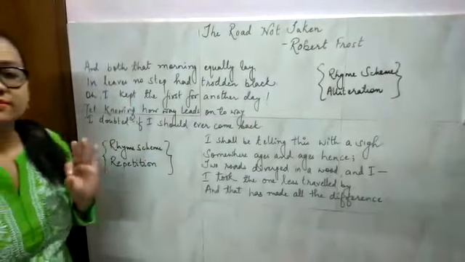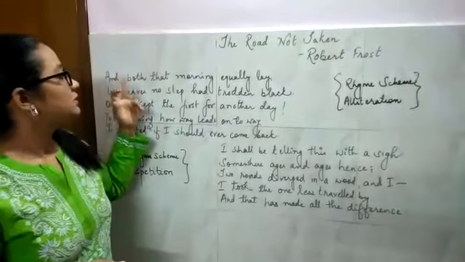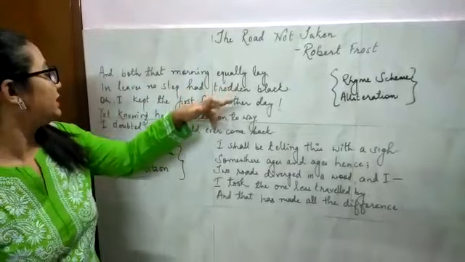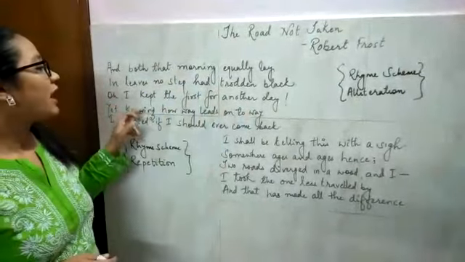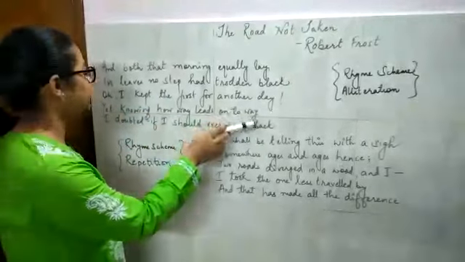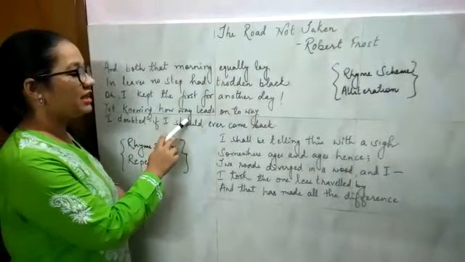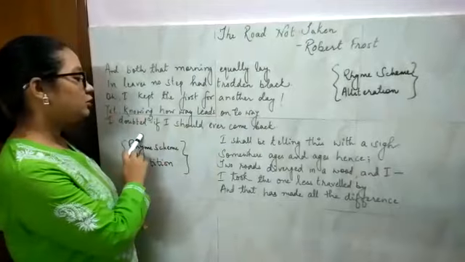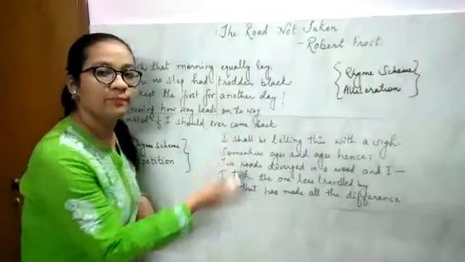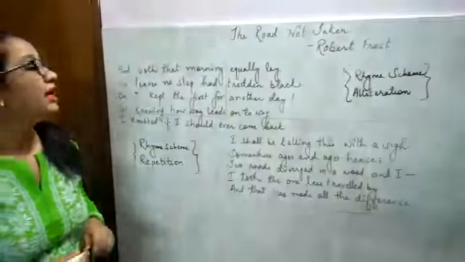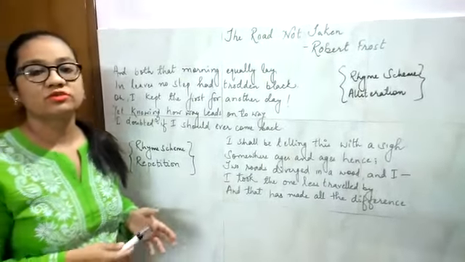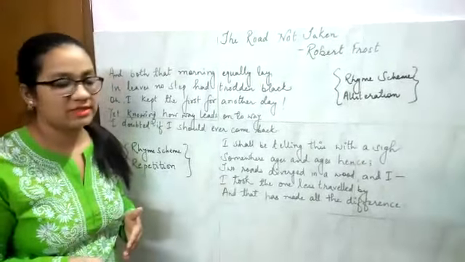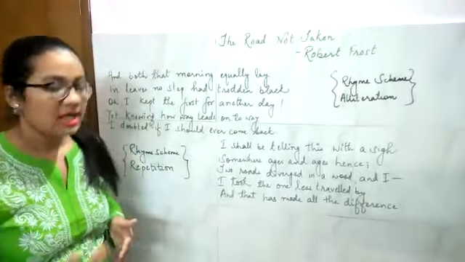Okay, stanza 3. And both that morning equally lay, in leaves no step had trodden black. Oh, I kept the first for another day, yet knowing how way leads on to way, I doubted if I ever should come back. As you know, Robert Frost was standing there to make his most difficult choice, that is, to choose one road.